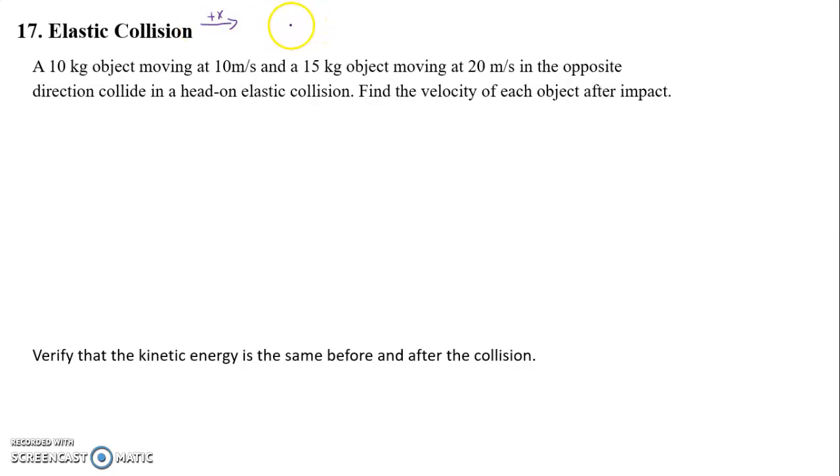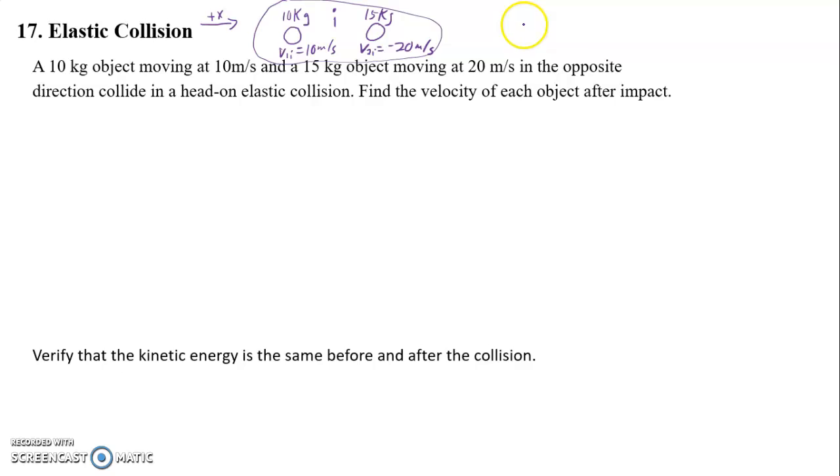Draw a little diagram up here. We'll say we have a 10 kilogram object, and its initial velocity, v1i, is 10 meters per second. And we've got another object here, a 15 kilogram object. It's moving, as given in the problem, at 20 meters per second in the opposite direction, so we'll say that's negative 20 meters per second. This is all of the initial information. That's our initial state.